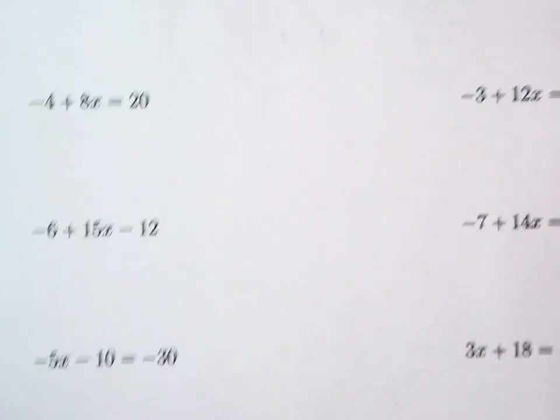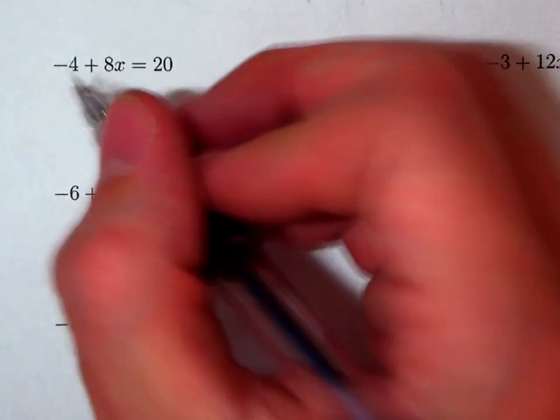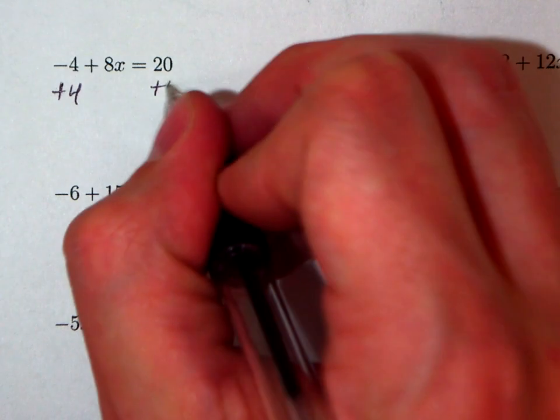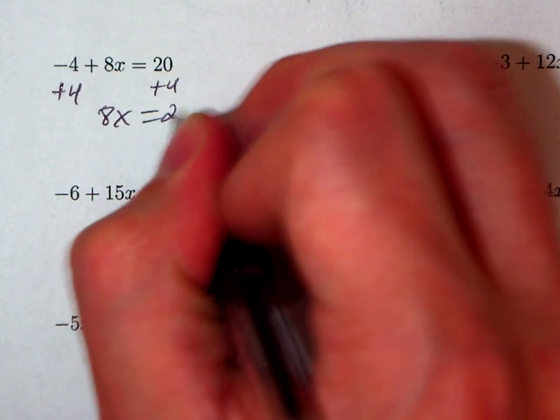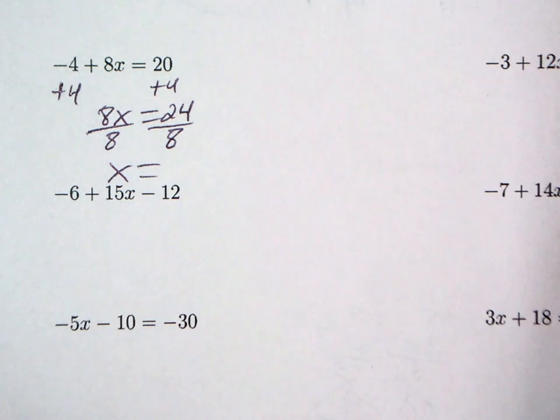Let's move to the back and start somewhere in the middle here. Negative 4 plus 8x is equal to 20. So we'll add 4 to both sides. So we get 8x is equal to 24. And we divide both sides by 8. 24 divided by 8 is 3.